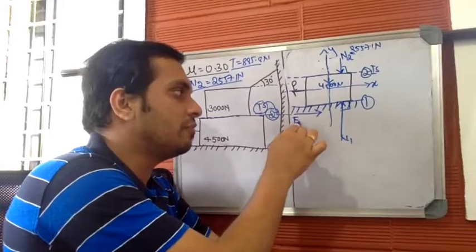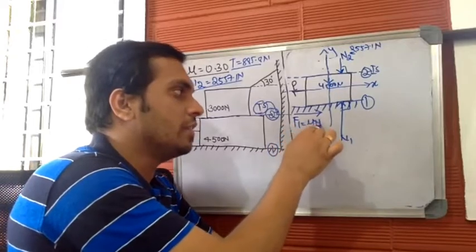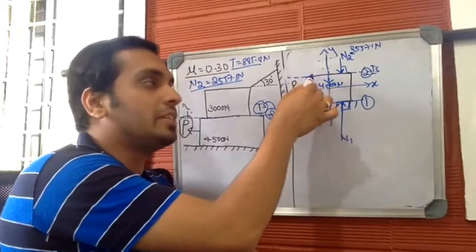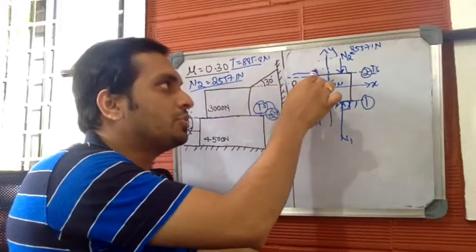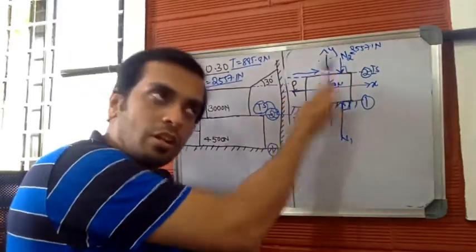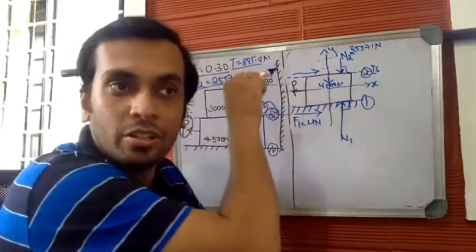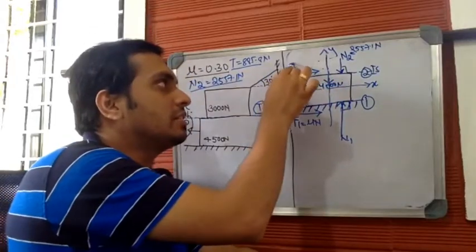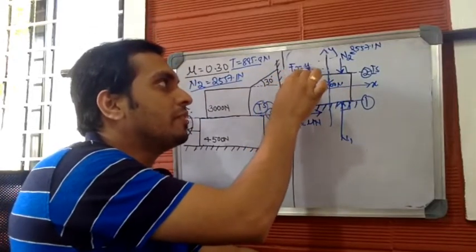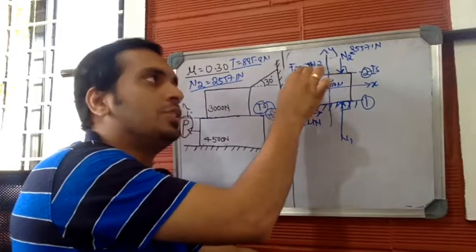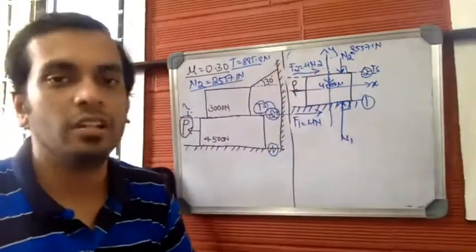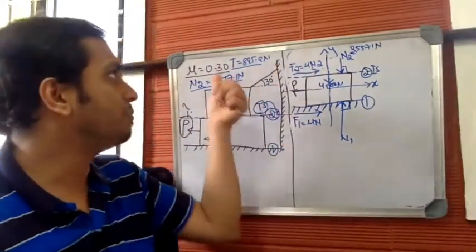Let me mark this as F1, which is equal to mu into N1. Similarly, friction resistance offered by the imaginary surface will also be acting opposite to the direction of motion of the body. Body moves horizontally to the left, so friction resistance will be acting horizontally to the right. Let me mark this as F2, which is mu into N2. We know the value of N2 and mu, so basically, we know the value of F2 completely. We know the value of mu as 0.3.